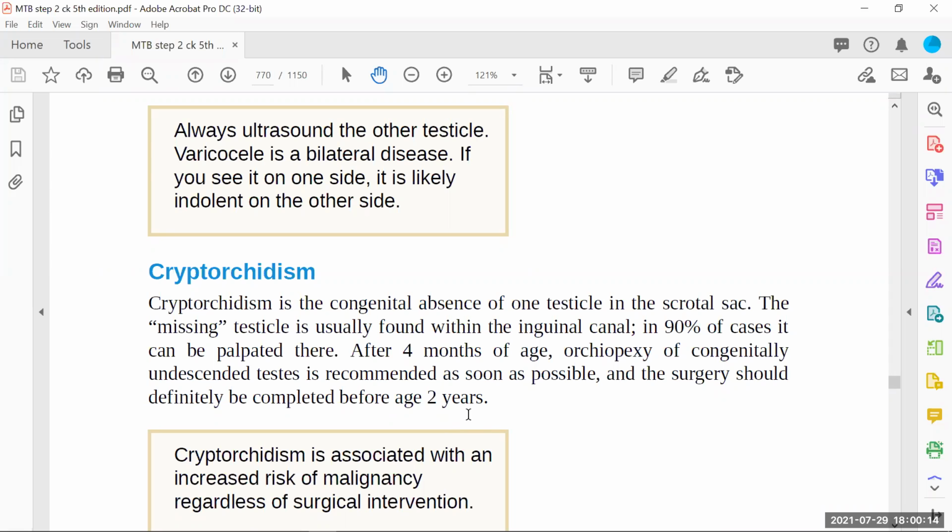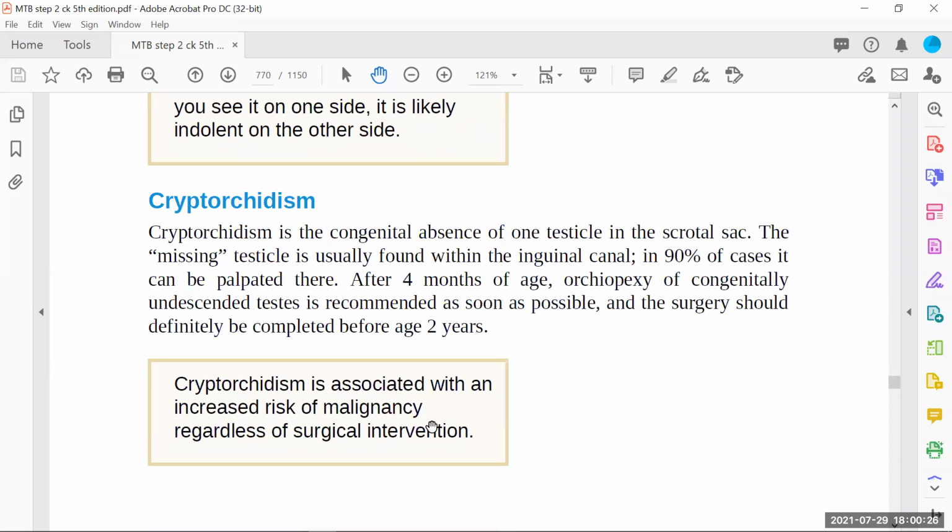Otherwise, if you keep that testis there in the abdomen or in the inguinal canal, what will happen? That will become incarcerated, and it can cause a tumor or a lethal effect to the baby. So there is an increased risk of malignancy if you keep letting it stay in the lower part of the abdomen or inguinal canal. It has to be inside the scrotum. So you can wait only up to 2 years. After that, you have to go for the surgery.